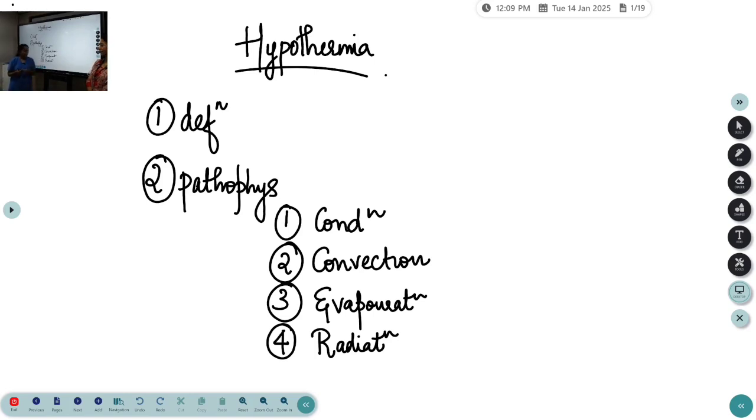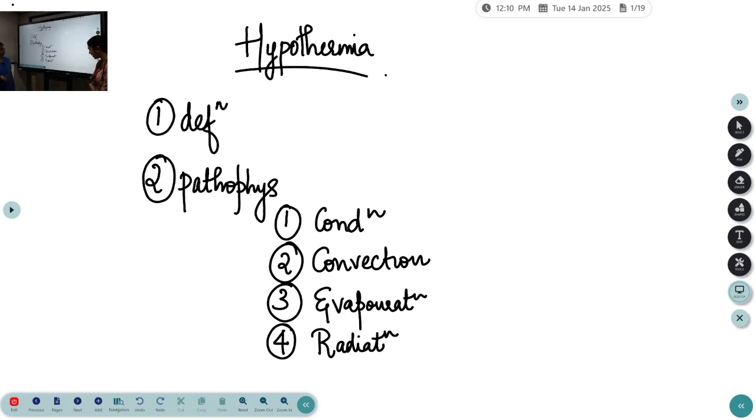And coming to evaporation, it happens when there is a state change, that is when there is a change from liquid state to gaseous state, then we call it evaporation. And radiation is when a warm object loses heat through electromagnetic rays. So these are the four pathophysiology mechanisms by which our body loses heat.